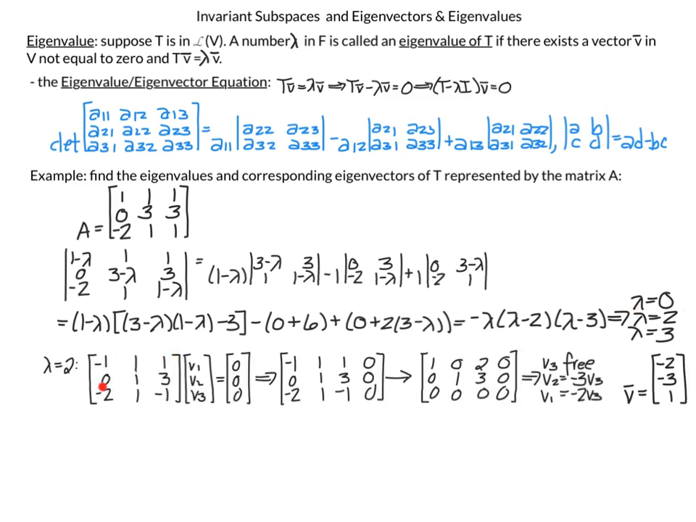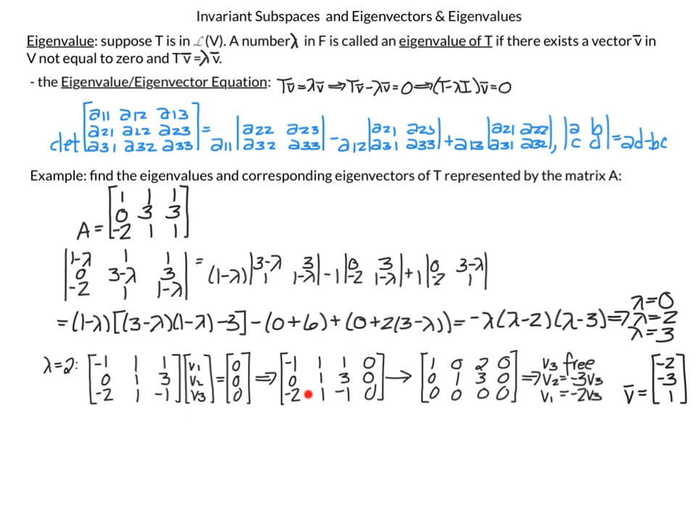I plug lambda equals 2 into my A minus lambda I equation. So it's just A with minus lambda across the diagonal. So we have 1 minus 2, which is negative 1. Then we have 0, negative 2. We have our 1, and then we have our 3 minus our lambda, which is 2. So 3 minus 2 is 1, 1. And then we have 1, 1, and then we have 1 minus 2, which is minus 1, times our vector v, and we set that equal to 0. We're looking to see when this equation has a non-trivial solution for v.